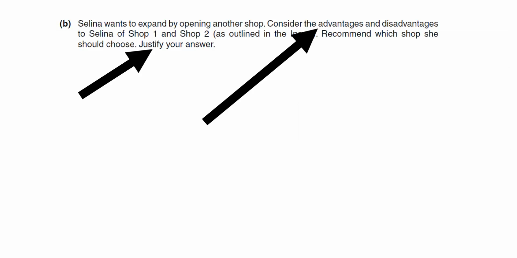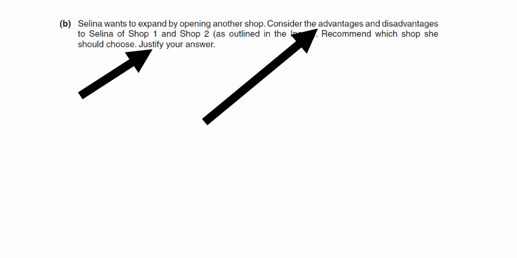If we look at I for instruction, we can see that the command word in this question is justify. So instructing you to justify your answer. Now, before you can justify your answer, you have to obviously carry out a balanced argument and you have to analyse. And again, in the question, it tells you consider the advantages and the disadvantages before you even think about justifying.